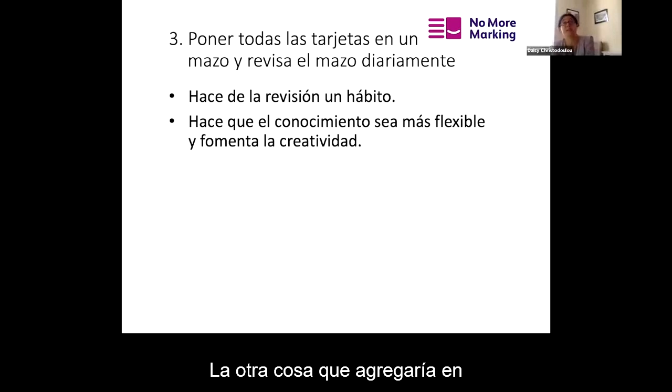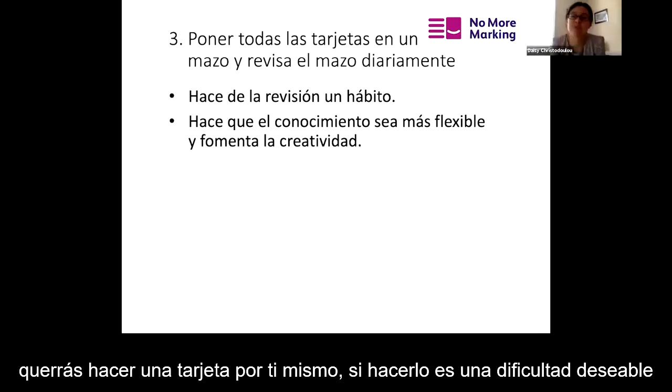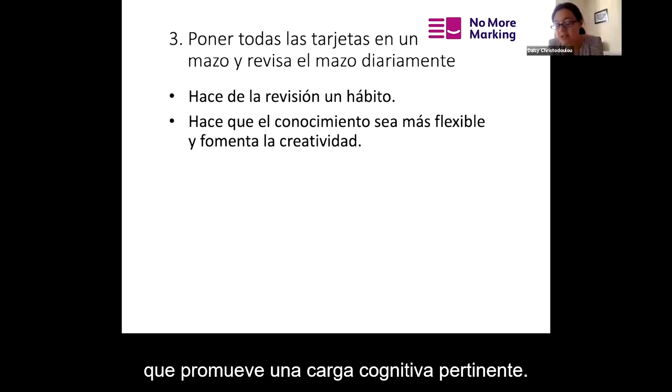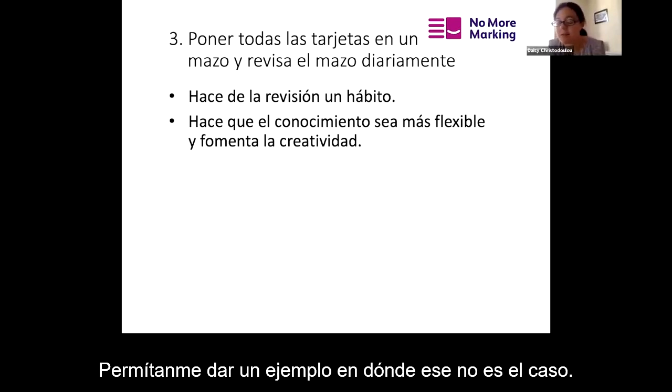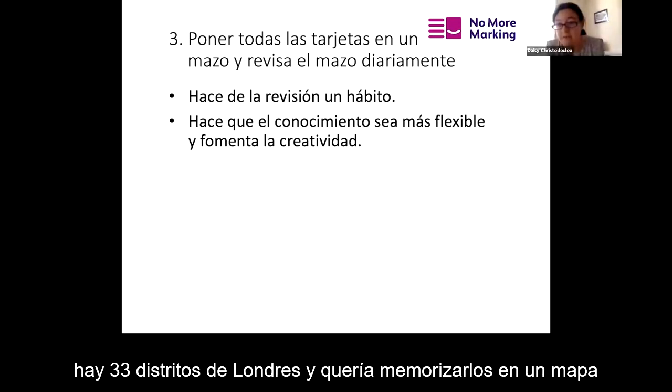The other thing I would add in is that even when you are good at creating flashcards and you know the content, you only want to create the flashcard yourself if doing so is a desirable difficulty that is promoting, if you like, germane cognitive load. Let me give an example of where that's not the case. I wanted to recently memorise the London boroughs. There's 33 London boroughs, and I wanted to memorise them on a map.